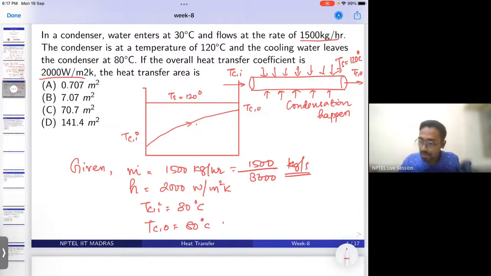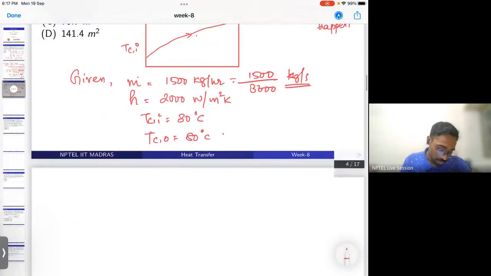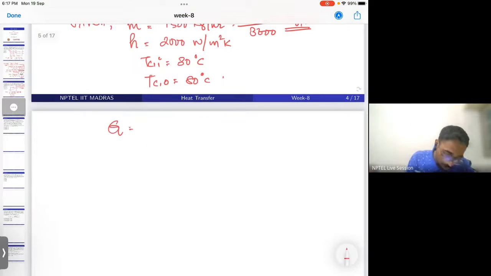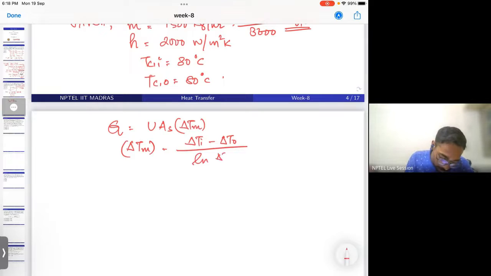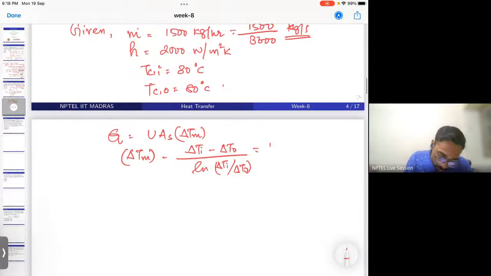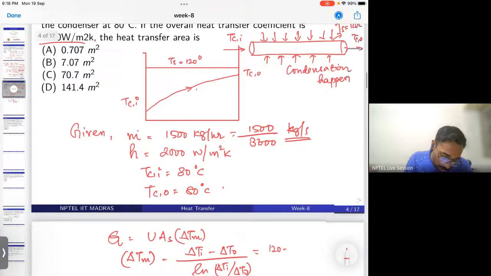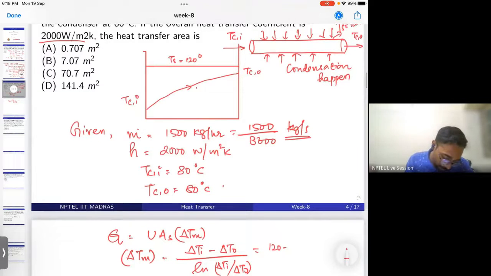What is the general expression? Q is equal to UA, where A is the surface area of heat transfer, times delta Tm, the log mean temperature difference. We'll find the log mean temperature difference, that is delta Ti minus delta To divided by ln(delta Ti by delta To). So delta Ti is 120 minus how much? Tci is 30.